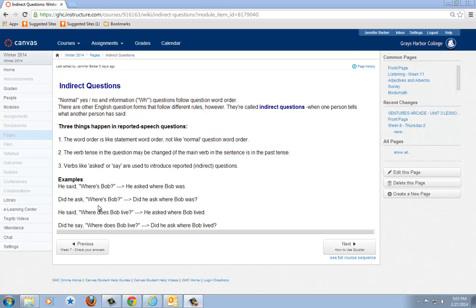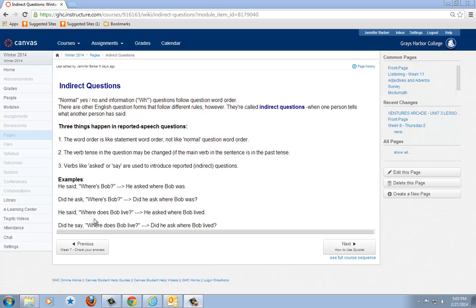Did he ask, where's Bob? So here's a direct question, where's Bob? And here's a question, did he ask? And then the where's Bob part again changes to where Bob was. And so you'll notice that this changes to was because we're asking in the past, did he ask? So we're going to change this verb to the past too.